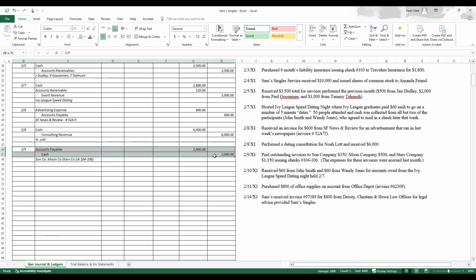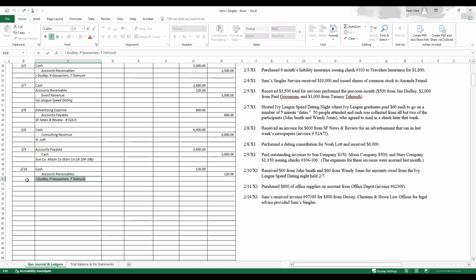Oh, right, on the 10th, then we had received $60. Okay, so now we're getting cash coming in. I'm going to steal this entry because this is kind of similar. And this was on the 10th. So same accounts, but now we're receiving the 2 payments from the speed dating night. So 60 plus 60, so 120.